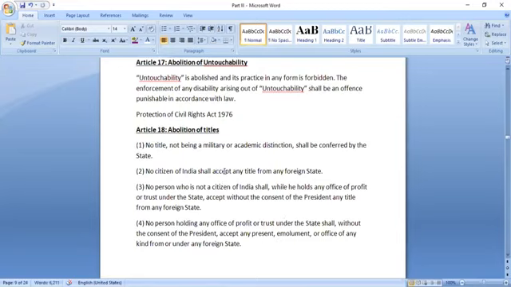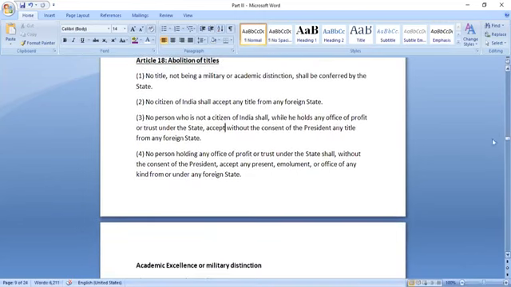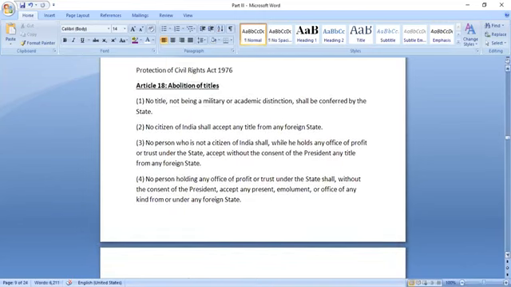Next article that we have is abolition of titles. Now, what is abolition of titles? Can anyone say what type of titles? The zamindars kind of thing, the titles which were given before, ma'am.